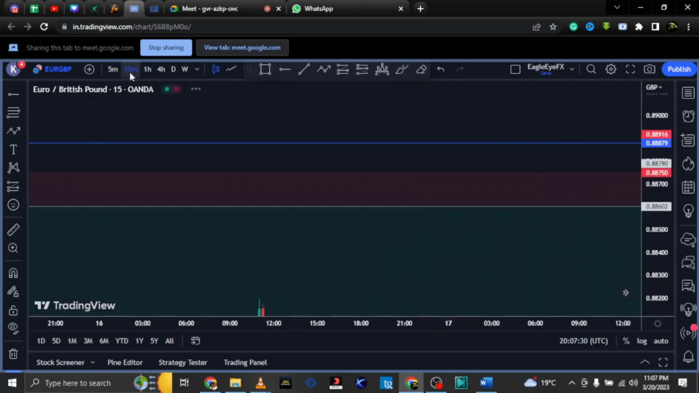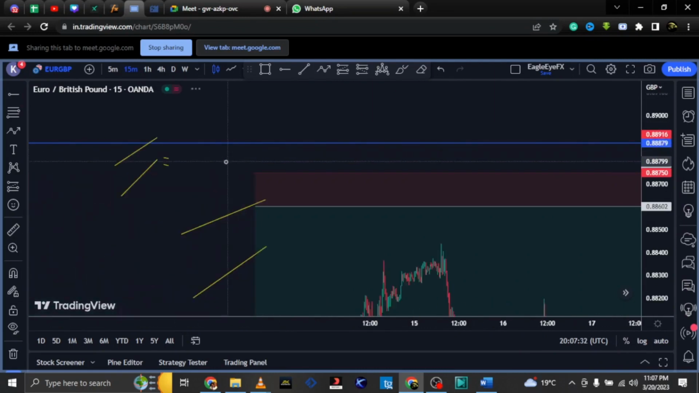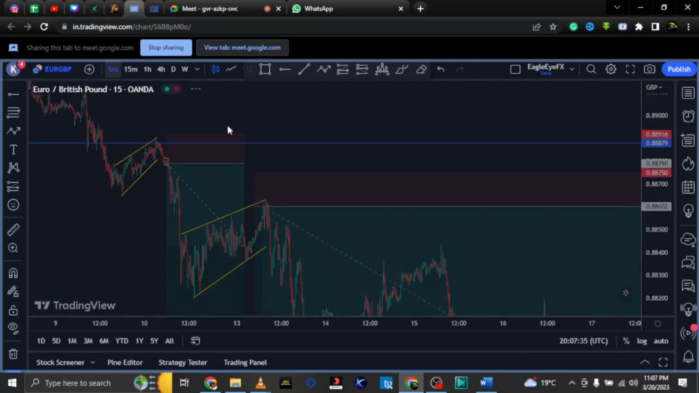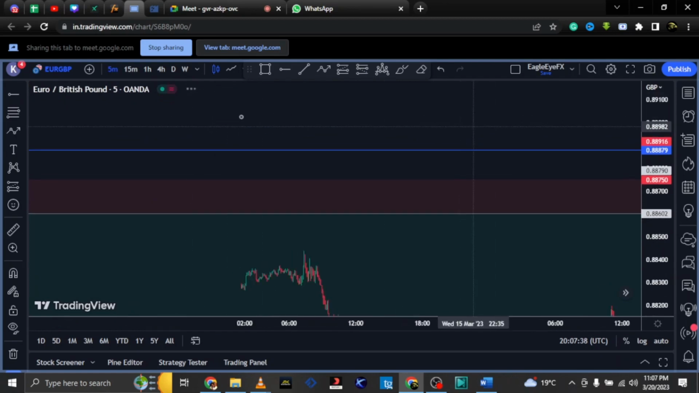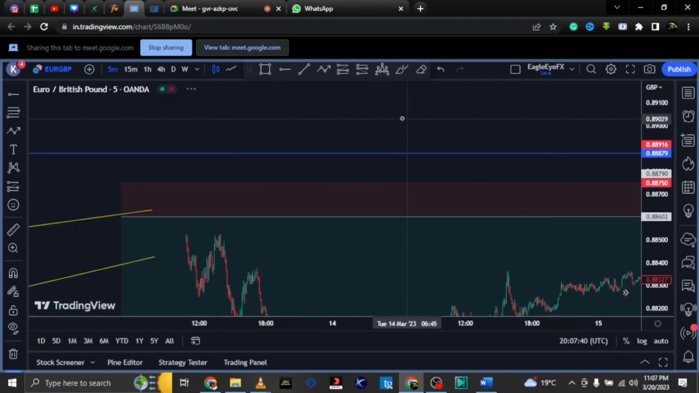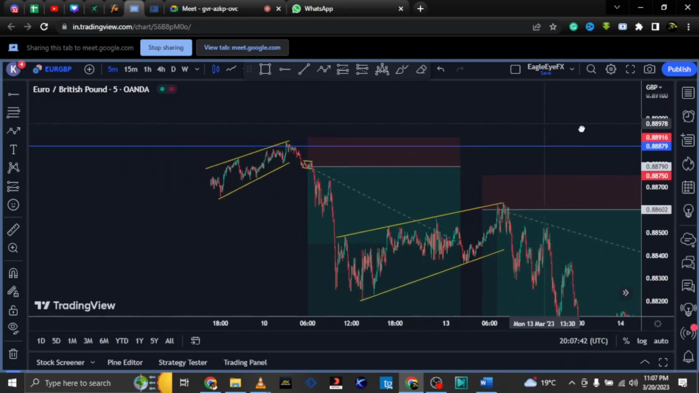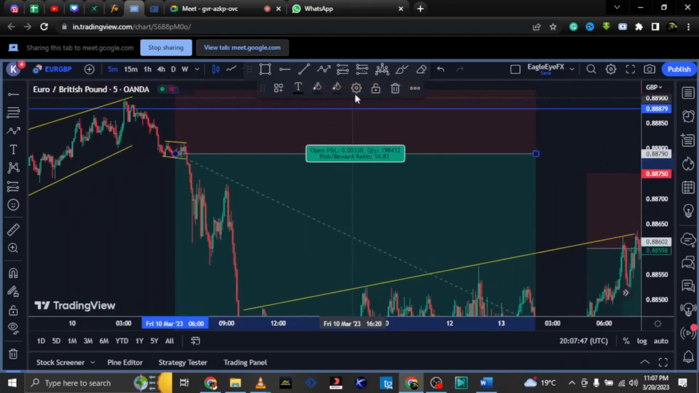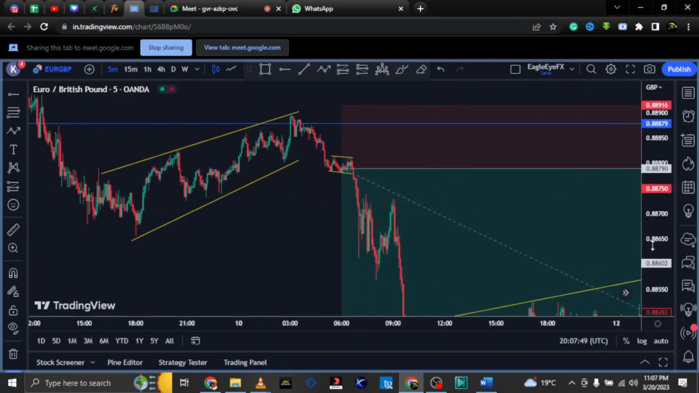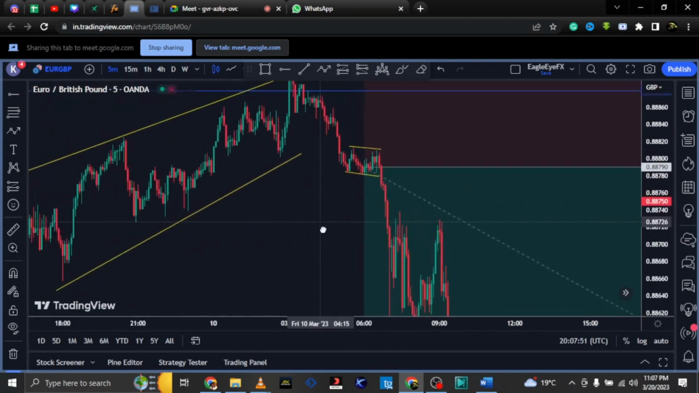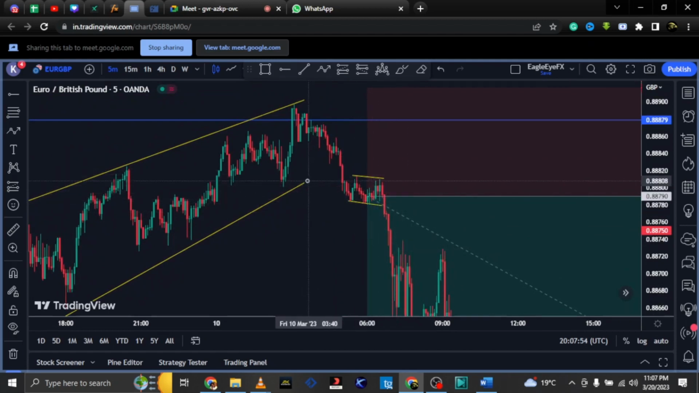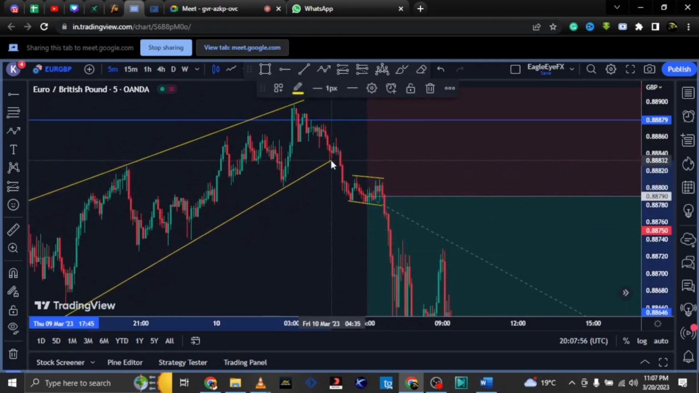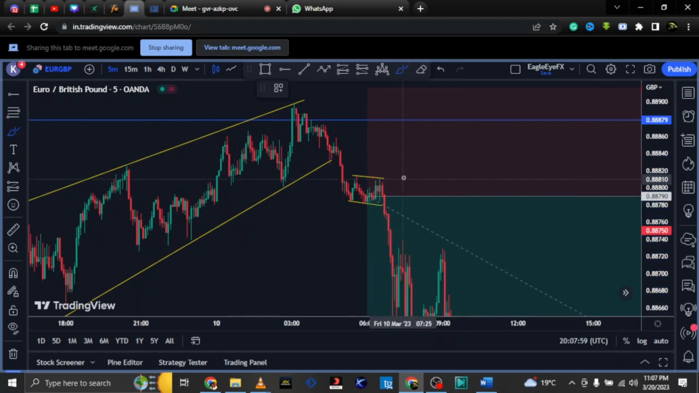Let me show you where the entry was. The entry was on 5 minutes. This one was really fine-tuning it. Yeah, that was the entry. You can see, it was a very clean flag. Small breakout. The first flag after the breakout. So that's why the entry was here.